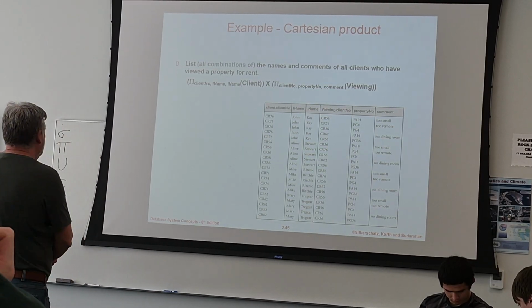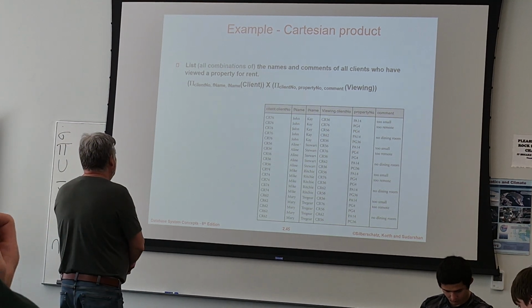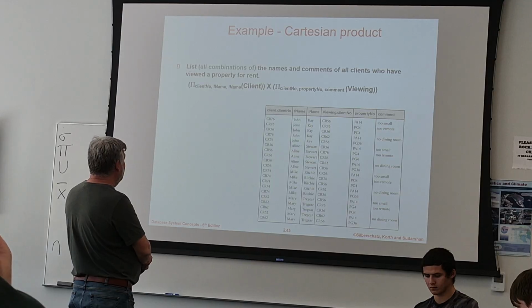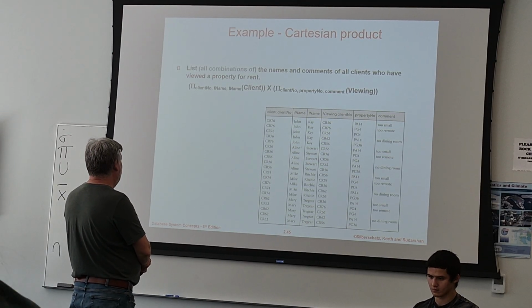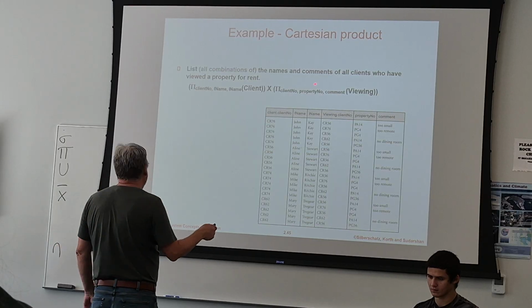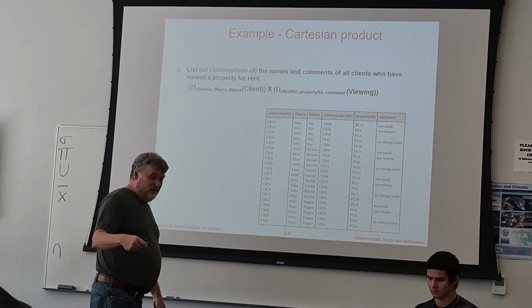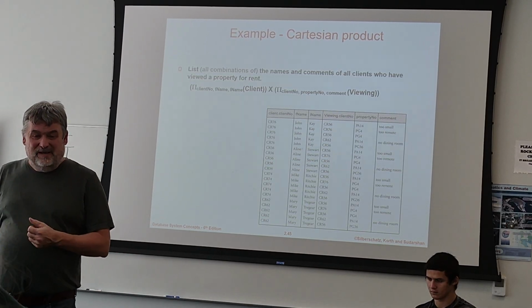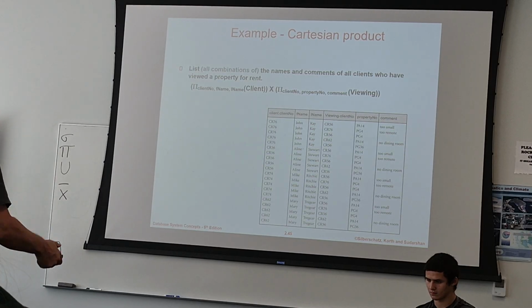So, what's going on here? We're listing all combinations of the names and comments of all clients in our database. Our clients are in a client table, and these are clients who have viewed properties for rent. After viewing a property, the real estate agent asks them to write down their comments, whether they're interested in the place or not. That gets placed in the viewing table.